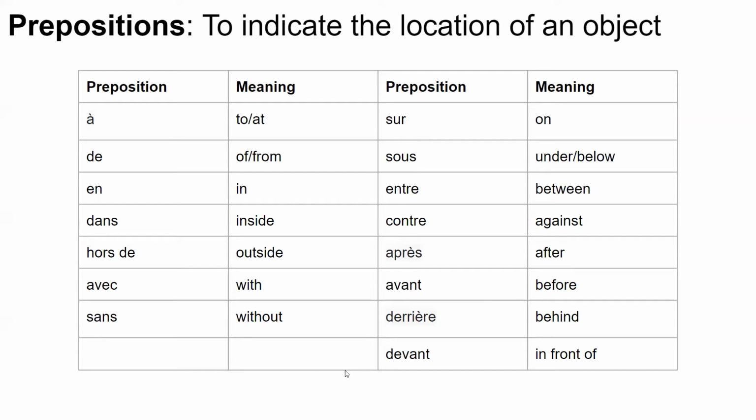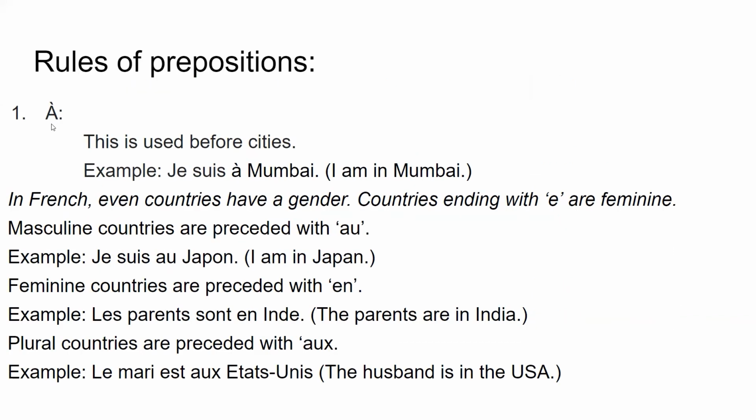There are a few rules that you need to remember while using some of these prepositions in sentences. Let's take a look at them. One of the uses of the preposition à, which could mean to or at, is that it is used before cities. So the sentence Je suis à Mumbai translates to I am in Mumbai.